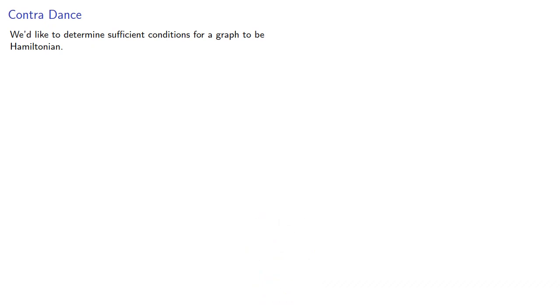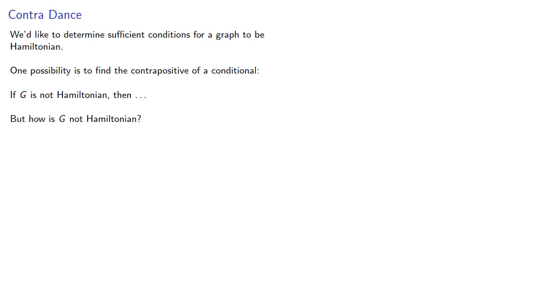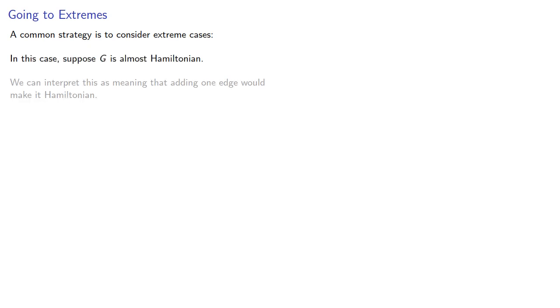We'd like to find sufficient conditions for a graph to be Hamiltonian. One possibility is to find the contrapositive of a conditional of the form: if G is not Hamiltonian, then... But how is G not Hamiltonian? A common strategy is to consider extreme cases. In this case, suppose G is almost Hamiltonian. We can interpret this as meaning that adding one edge would make it Hamiltonian.